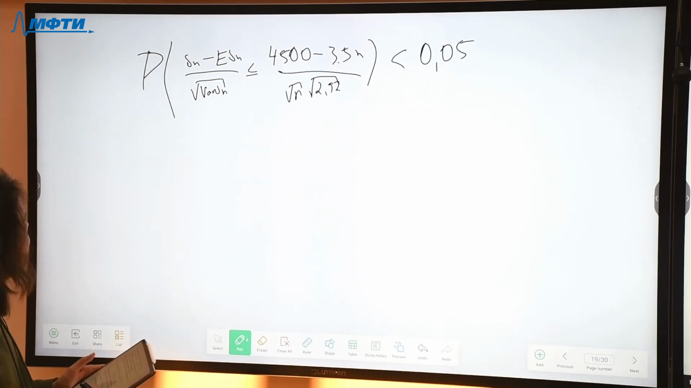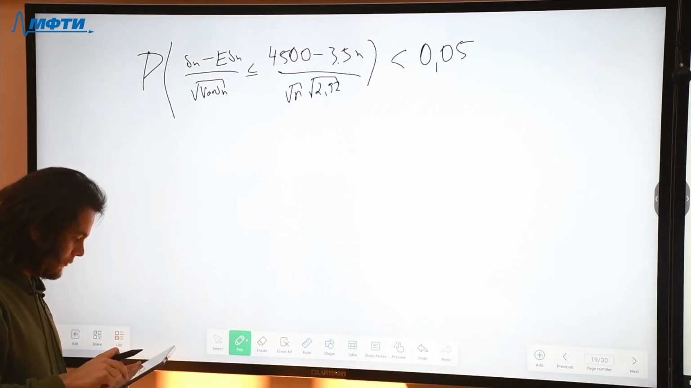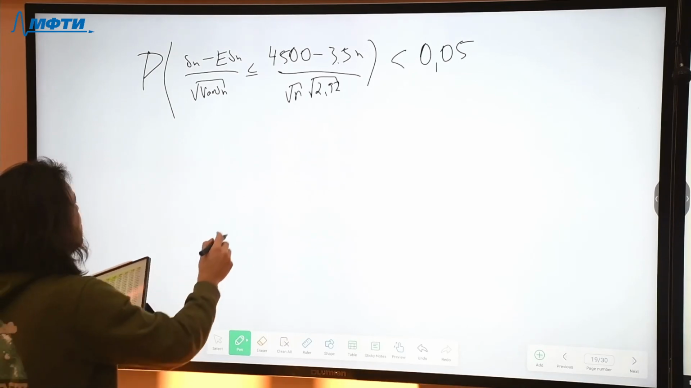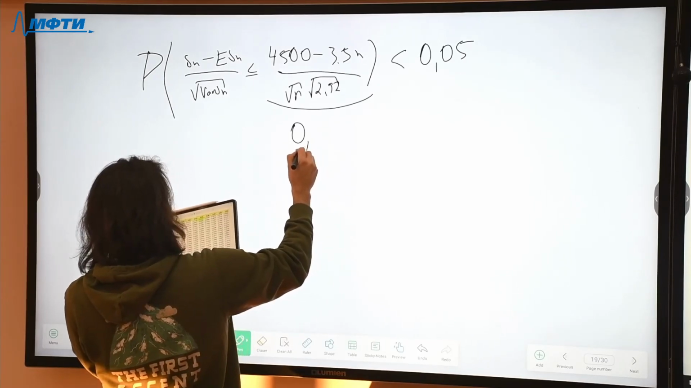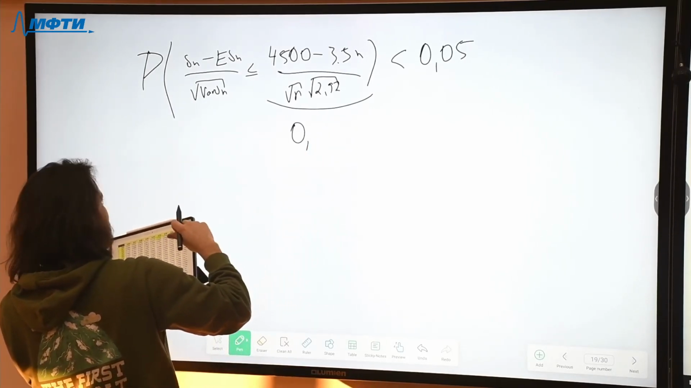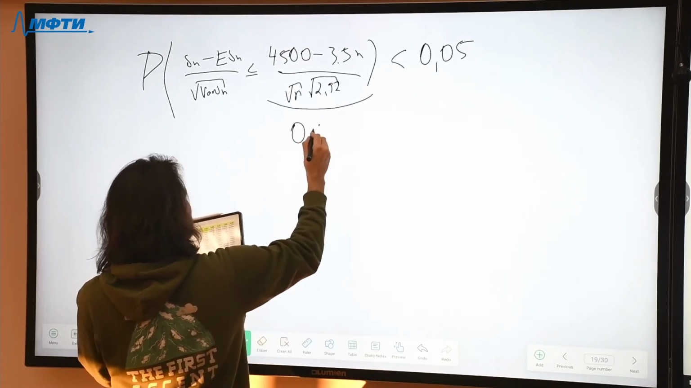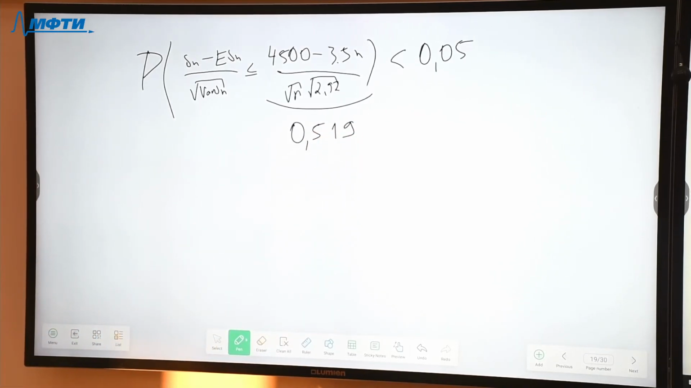Okay. So we need to find this, right? How do we find it? The same. We have to look at the table and we look for the probability 0.025 and find x.